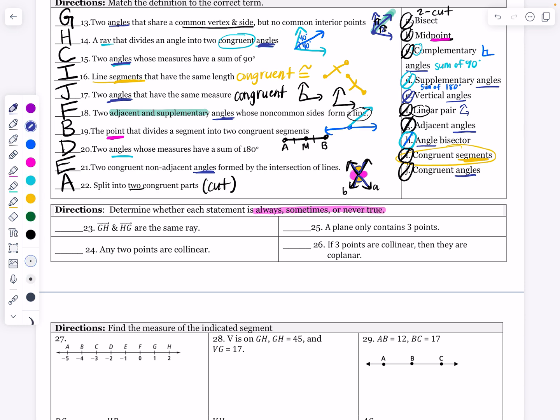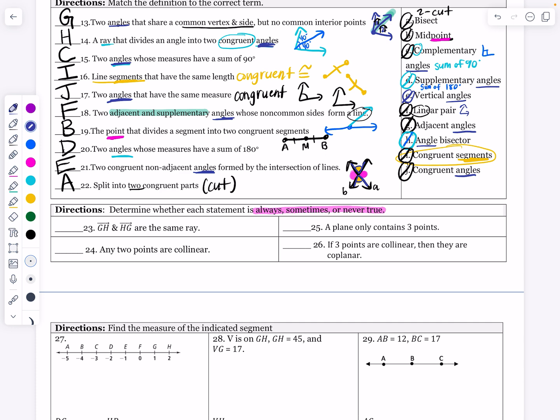So if we're going to say always, that means that 100% of the time it always works. I know that you'll know that, but it has to be true in all cases. So no matter what picture you draw, it has to be true. Sometimes is where you have one picture that works and one picture that doesn't work. Never is where you can find no picture that works ever. Okay, so it's just absolutely an incorrect statement.